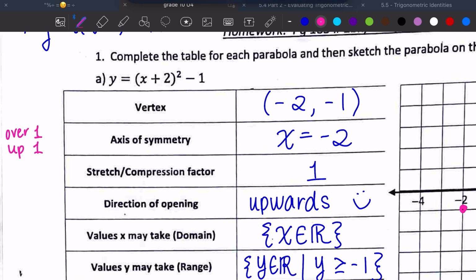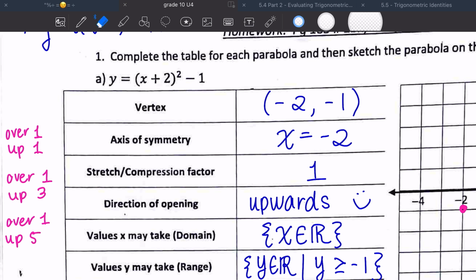Perfect. I'm just going to write it on the sign here. Over 1, up 1, over 1, up 3, and then over 1, up 5. Right? So we said we were always going to go up by odd numbers. So then it would be by 7, then 9, then 11, and you would just keep going.